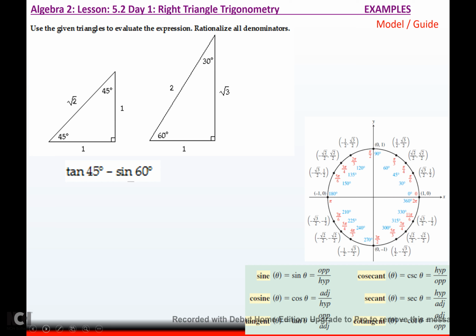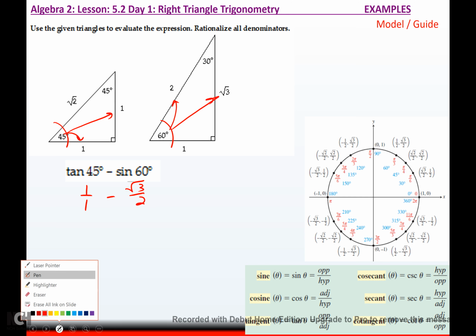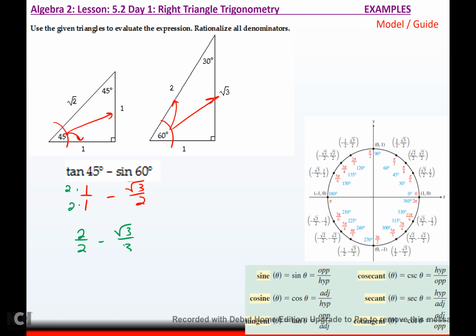Alright, this one says find tangent of 45 minus sine of 60. Tangent of 45 is opposite over adjacent, that's 1 over 1. Sine of 60 means stand here and do opposite over hypotenuse, which would be the square root of 3 over 2. And then simplify that. Well, I need to get a common denominator, which would be 2 over 2. Now that they match, on top I'd have 2 minus the square root of 3. And that's without going decimal, that's as far as I can go.